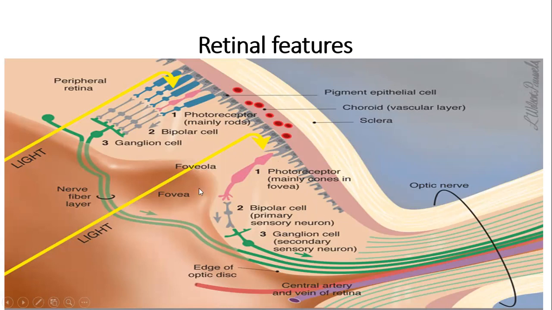So now, when you look at this, we have what we call the cone cells, and we also have what we call the rod cells. The cone cells are responsive to bright light, or light that has high intensity, while the rods are responsive to light which has low intensity, okay?